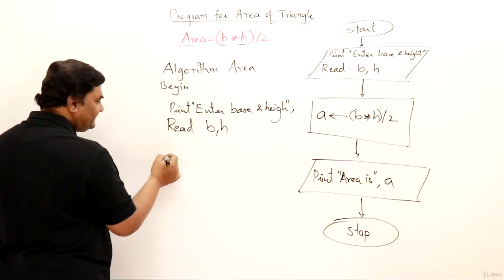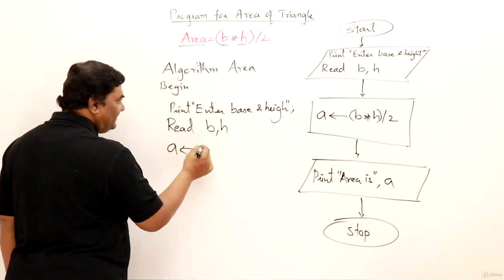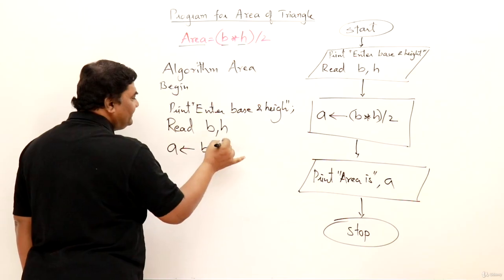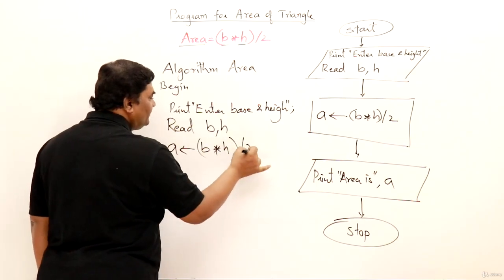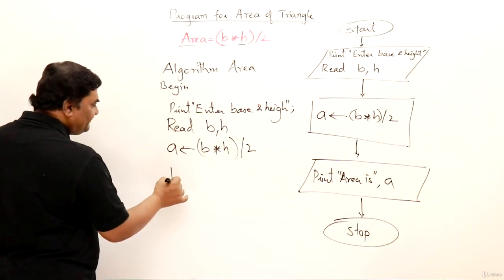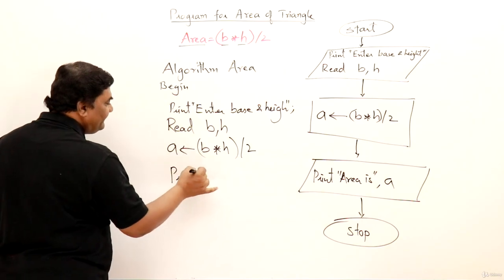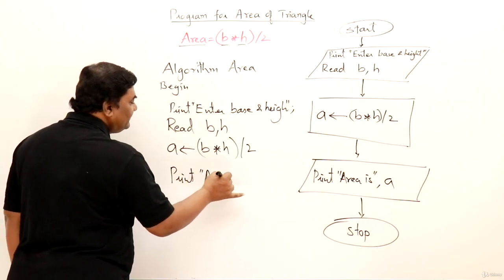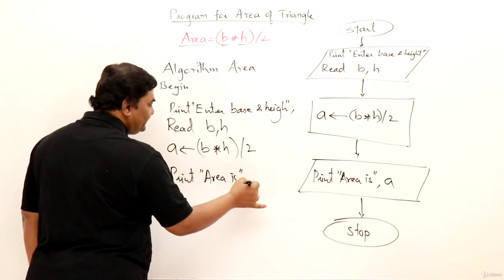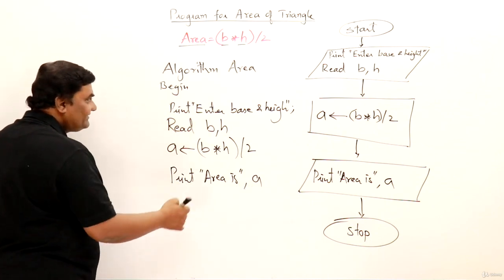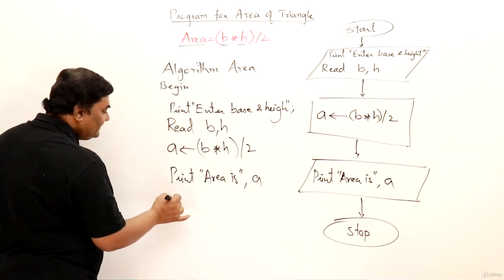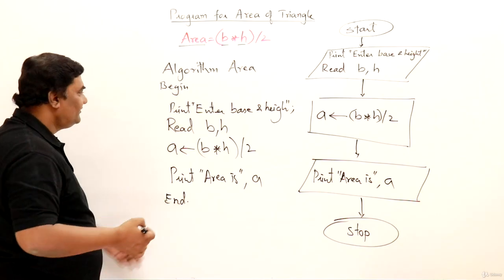These are variables. Then I should calculate area. A assign B into H by 2. Now then I should print the result. Printf area is, so just it is print, right? So print this one. Then end of this algorithm.